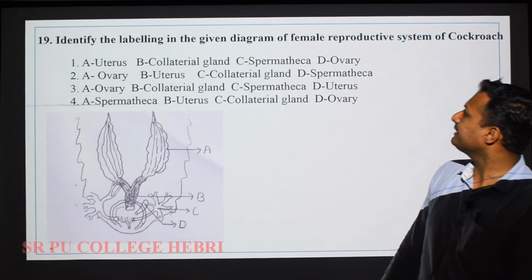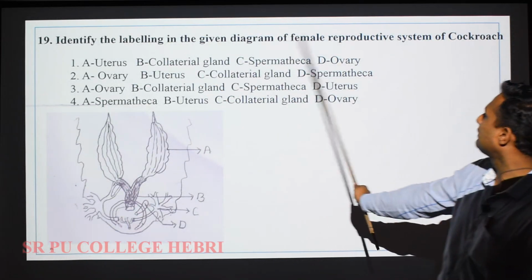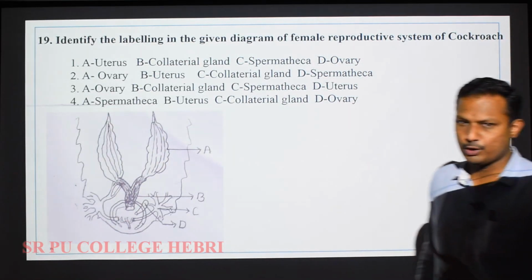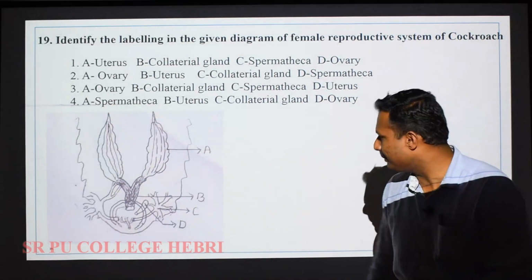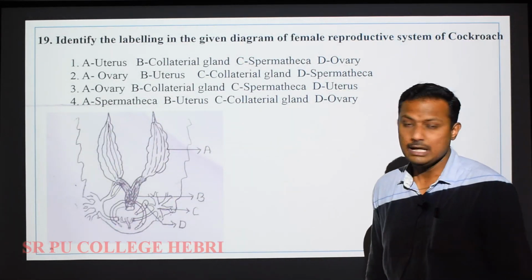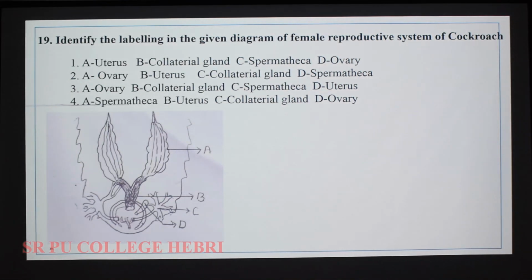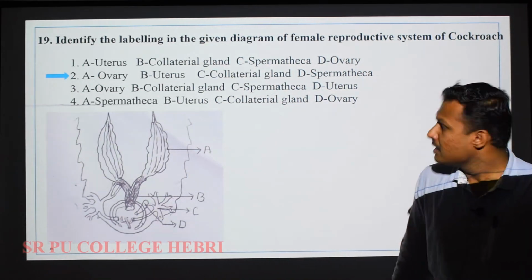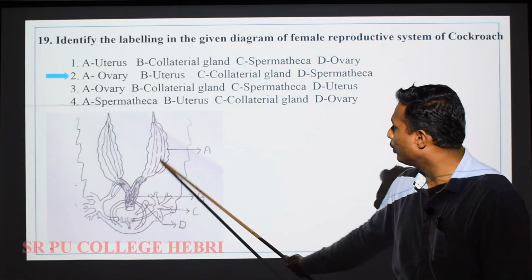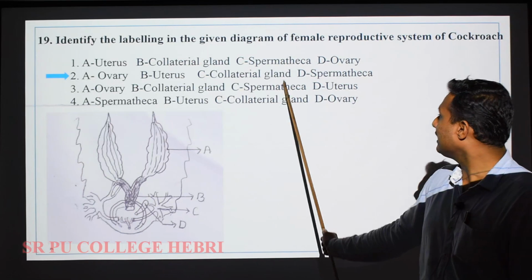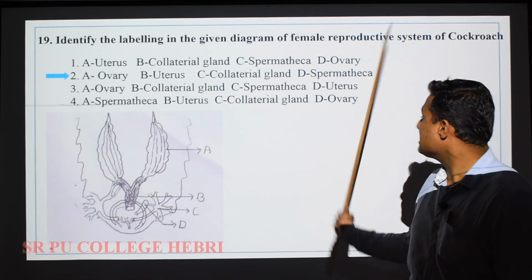19th one, identify the labelings in the given diagram of the female reproductive system of cockroach. In the cockroach female reproductive system you have to identify the labelings here, right? A, B, C, D are given, try to identify which is which. And look at this explanation. See, the answer is actually the second one. A is ovary, B is uterus, C is collateral gland, and D is spermatheca.